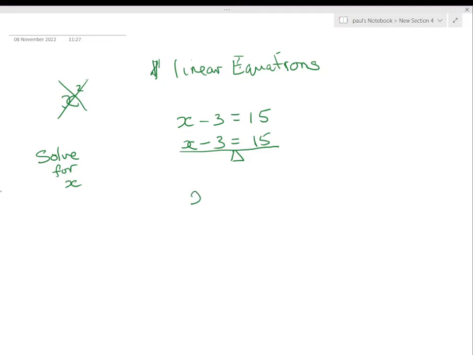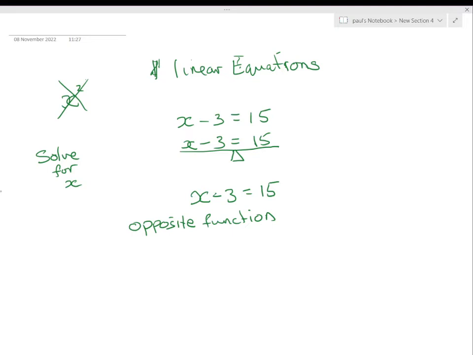So we need to find out what the x value is here. In order to find the x value, we need to get everything apart from the x to the other side so we can work out what it is. Now we've got a minus 3. The sign before the number is important. So we do what's called the opposite function. Where we see a minus, we do a plus. Where we see a divide, we do a times, that sort of thing.